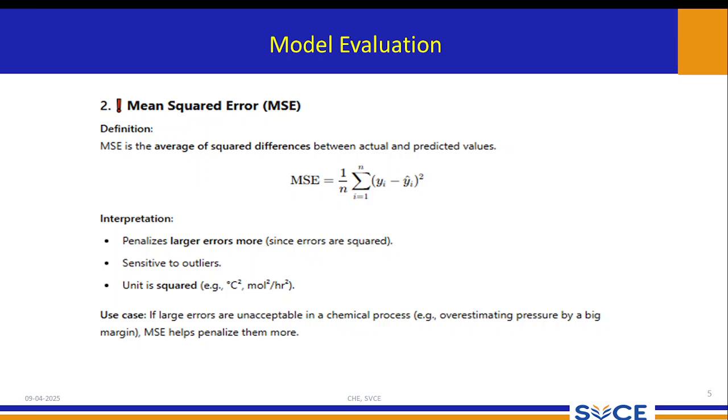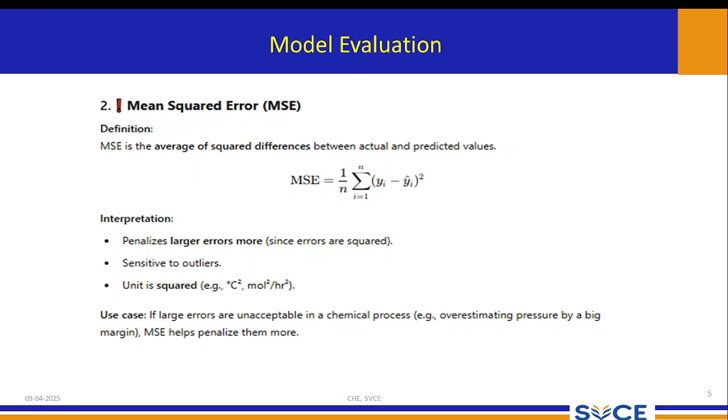So in the previous case, we have a modulus of yi minus yi prime, that is yi cap. Here it is a squared difference. Mean square error is the average of the squared difference between the actual and predicted values. So MSE is equal to 1 by n summation of i to n (yi minus yi prime, or cap) squared.